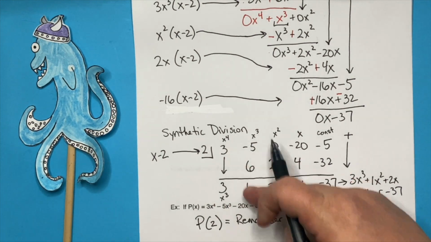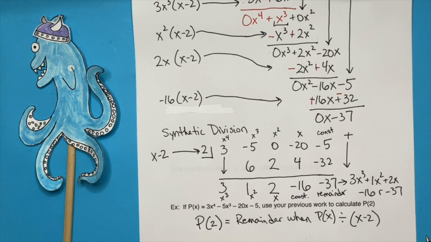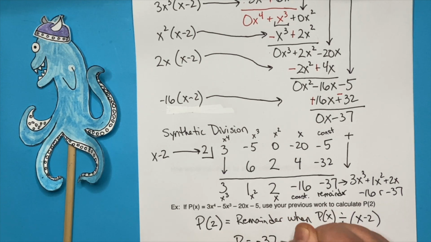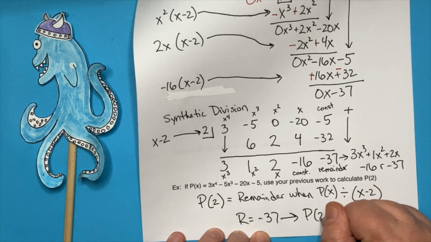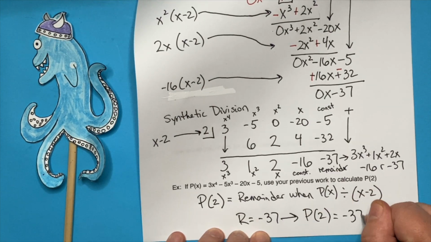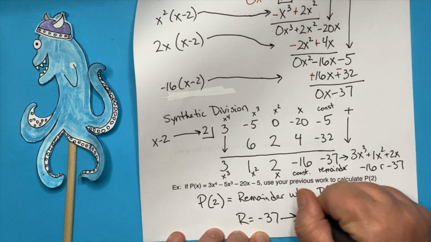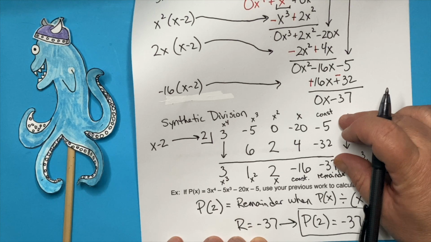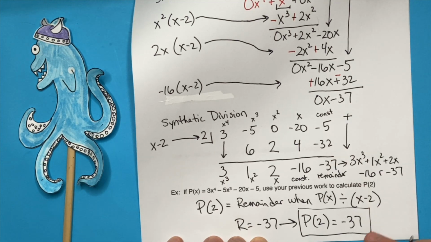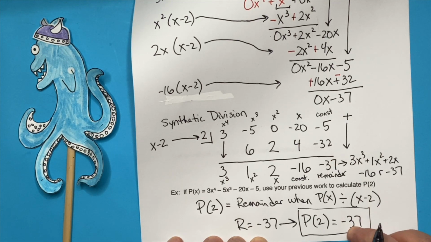So we do quickie synthetic division. The remainder is -37. So p of 2 is -37. Woohoo! So not only can we do quick dividing, but we can do quick calculating without a calculator, which is pretty cool.